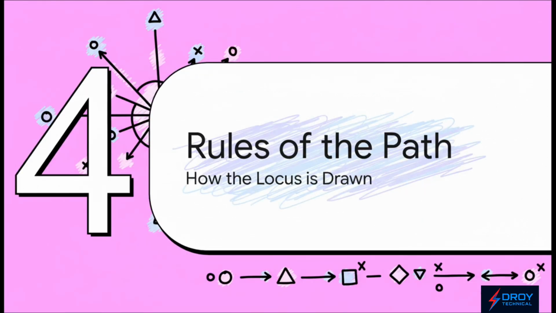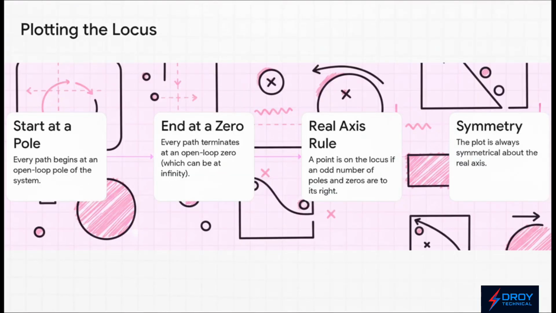And here's the really cool part. This map isn't just some random scribble. The paths, or the loci, follow a very specific set of rules, all based on where those poles and zeros are. Let's look at a couple of the simple ones. Every single path has to start at a pole, and it has to end at a zero. Simple enough. Then there's this kind of funky rule for the horizontal line, the real axis. A spot is only on a path if it has an odd number of poles and zeros to its right. And because of the math under the hood, the whole plot is always a perfect mirror image of itself.